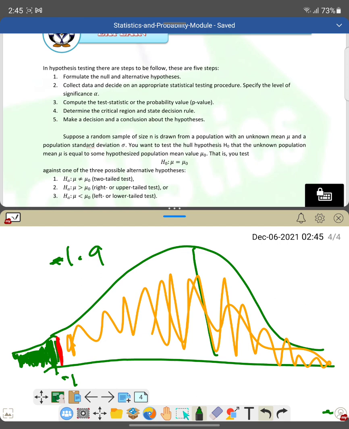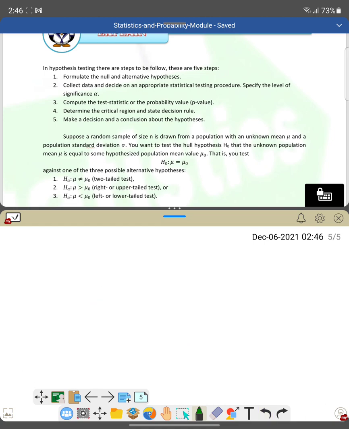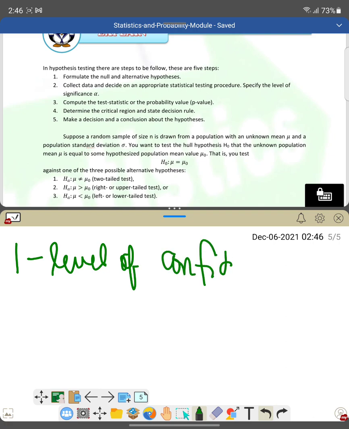Okay, so if the given is the level of confidence, then of course we need to solve first for the level of significance. So that is only what we call 1 minus the level of confidence, which is equal to your level of significance.